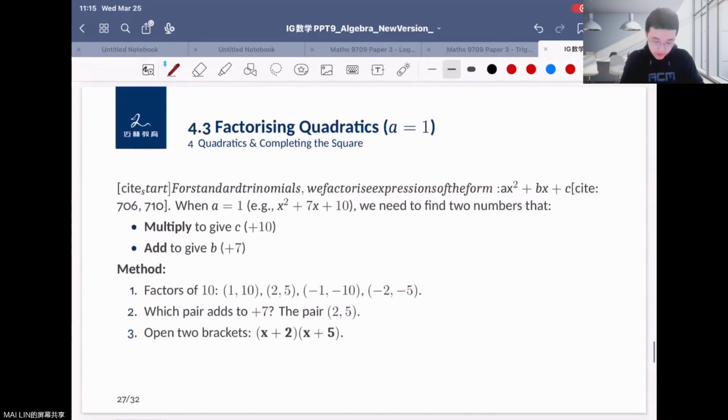So now let's make a brief review of factorizing quadratics, okay? We said a quadratic has the form ax squared plus bx plus c, okay?